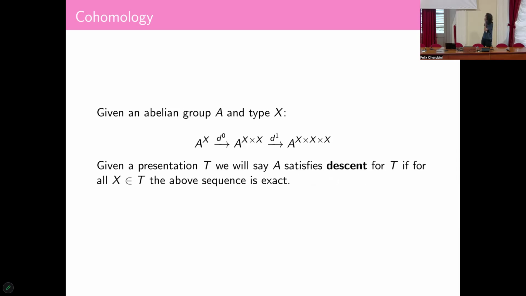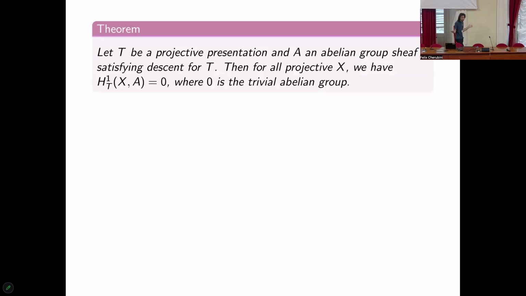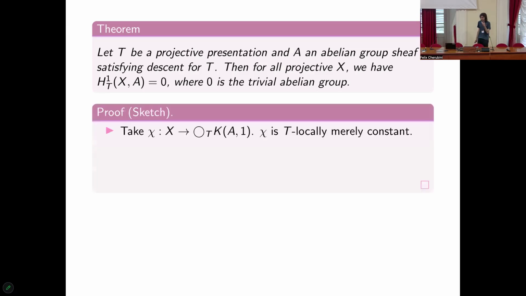Given a presentation and an A, we say it satisfies descent, which is a magic word, it doesn't mean that much for T, if for all X, this sequence is exact. This is kind of a technical condition, but it's maybe motivated by the outside. And given this, we're done, because this tells us that the cohomology in the sub-universe is now the same as what it was outside. It's 0 for projective types outside, and now inside, it's still 0. Which is not obviously true in general, but here's the proof sketch.